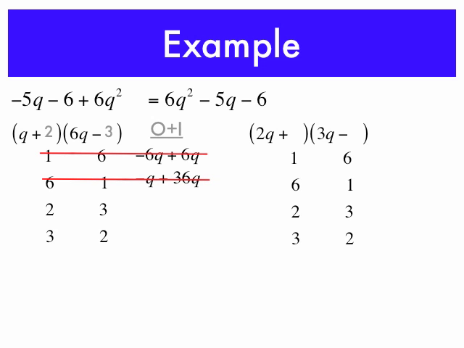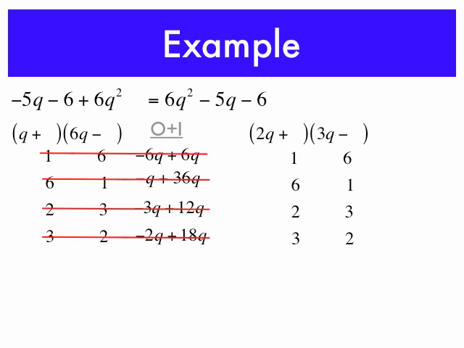Put 2 in the first and 3 in the second. Outside gives me -3q. Inside gives me 12q. Okay, that gives me 9q, not what I'm looking for. All right, let's try the next one. 3 in the first and 2 in the second. Okay, outside gives me -2q. Inside gives me 18q. That's 16q, not what I want. I want -5q. So again, I cross it out, and I'm just going to keep on going.